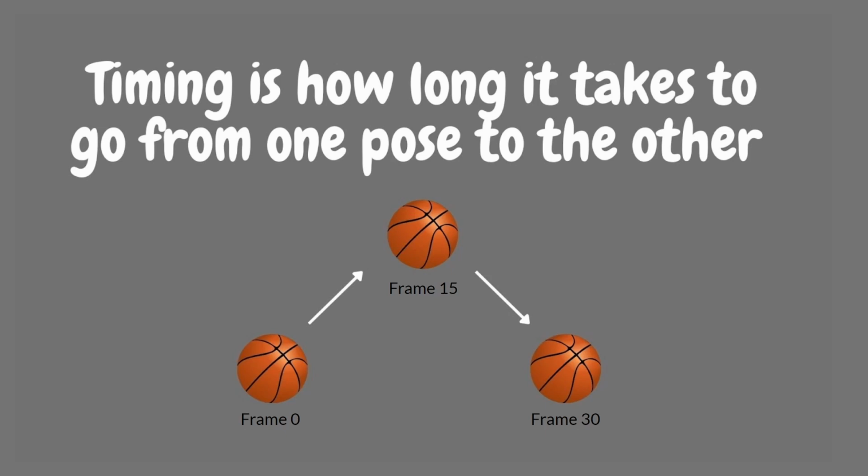If we were to go from frame 0 to frame 15 in order for it to get from the floor into the top of the arc of the bounce, and that took 15 frames, that would be the timing of that transition, how long it actually takes to go from that one main pose to the next main pose. And then it would take another 15 frames to go from the top of the arc back down to the ground. So really that would be a 30 frame bounce. And if you're working at 30 frames per second, which is what I typically work at, that would be a 1 second bounce. And that would be the timing of your animation, figuring out how long each action should actually take.